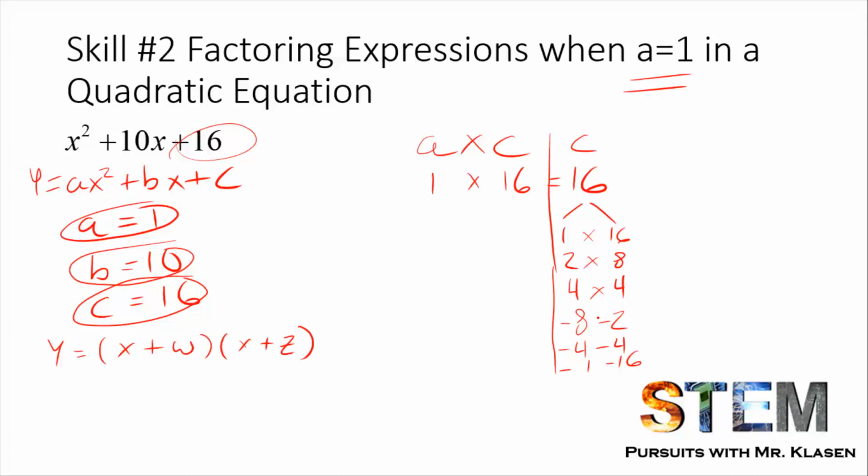Now the reason I'm looking at all these possible factors is, like I said, I'm unfoiling this. So one of the things I want to do is find a factor pair of 16 that adds up to the B value of my quadratic expression. So I'm going to look at all of these factors and ask, well, what's 1 plus 16? 1 plus 16 is equal to 17.